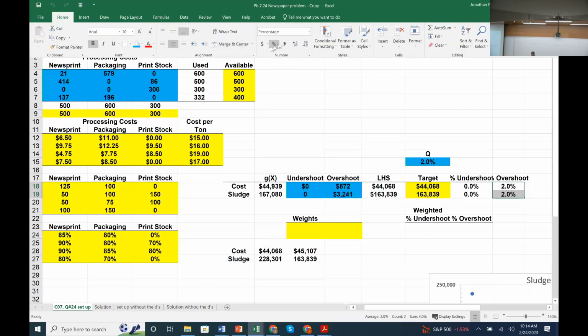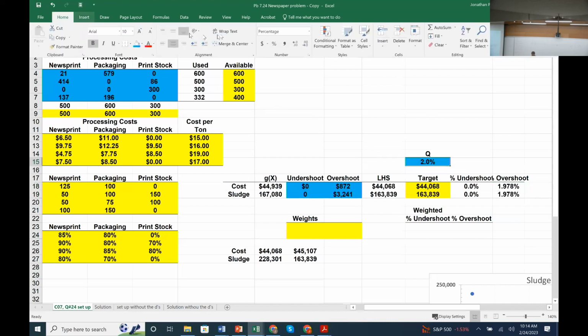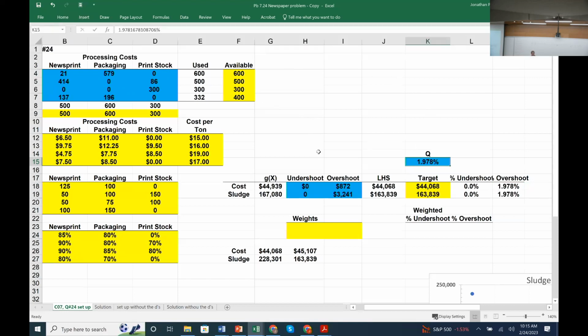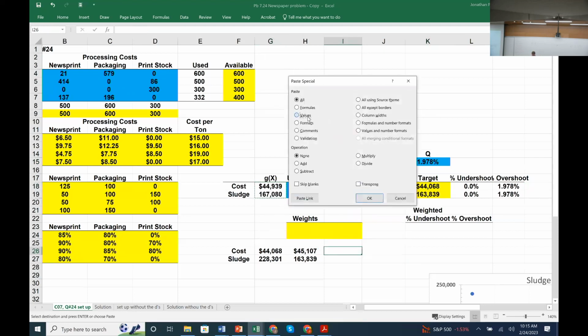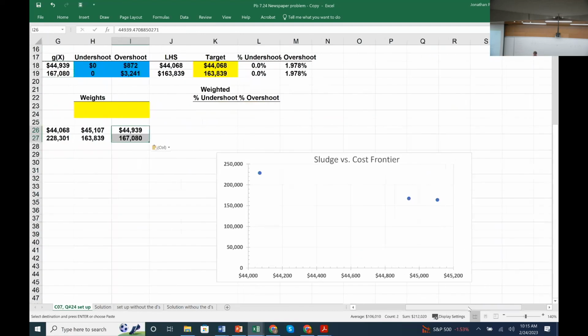Let me expand the digits here so we can see more clearly that magical mystical Q did its thing. It balanced the underattainment on those two objectives. And now we have a third point on the efficient frontier, which I'm starting to create here. Where's the smiley face? Yeah, we don't like cost and we don't like sludge. So the smiley face is here, and those efficient frontiers will go towards the smiley face because of diminishing returns.